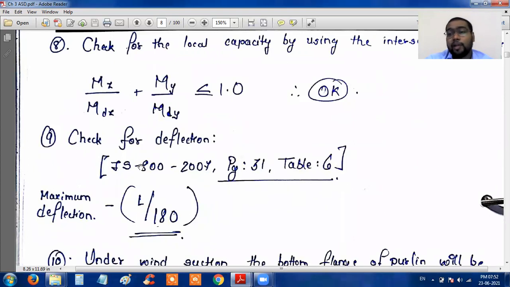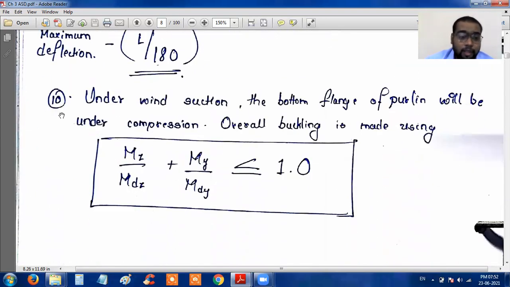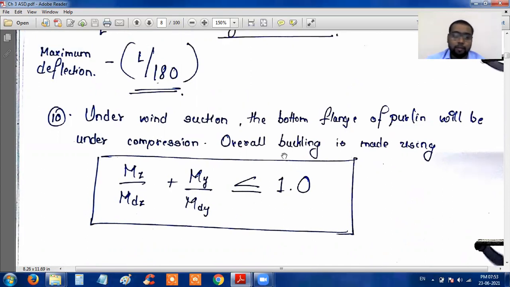In the example, we calculate the deflection and we check the maximum deflection. Our calculated deflection should not be greater than the maximum deflection, that is L by 180. Under wind suction, the bottom flange of purlin will be under compression. Overall buckling is checked using Mz upon Mdz plus My upon Mdy less than or equal to 1.